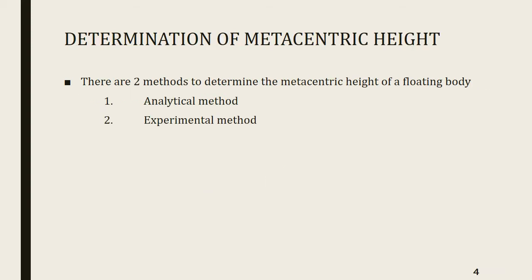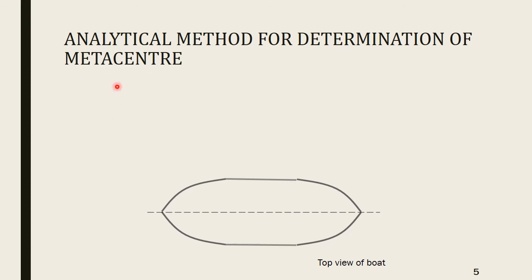Now, how to determine the metacentric height? There are two different ways in which we can determine the metacentric height. One is an analytical method, or a mathematical method, where we will be going for pure mathematics to understand the formula for metacentric height. And the second method is an experimental method, wherein we would be conducting a small experiment in order to determine the metacentric height. So first, let us deal with the analytical method for determination of metacenter.